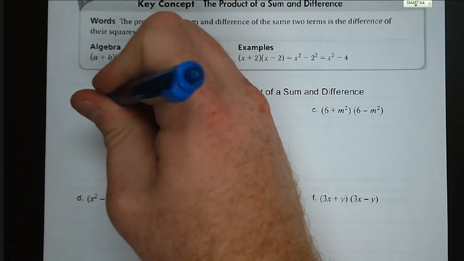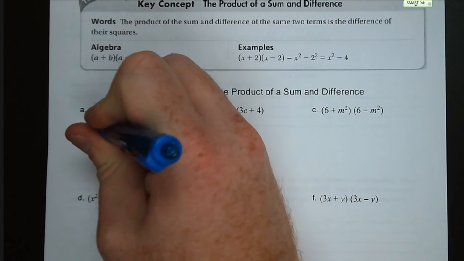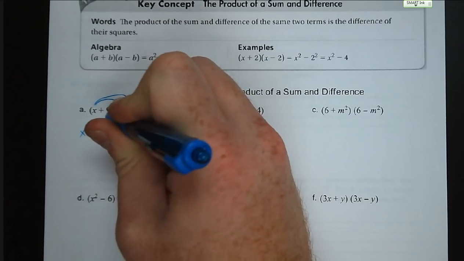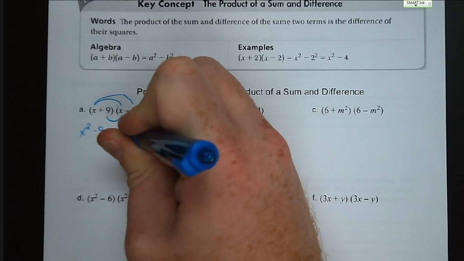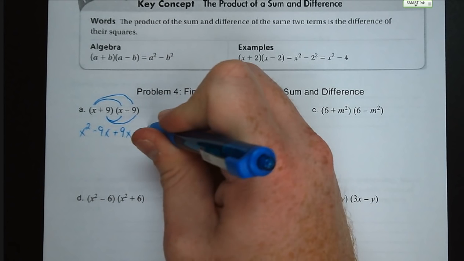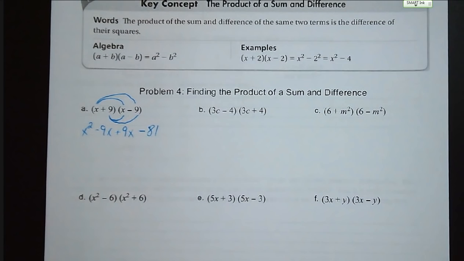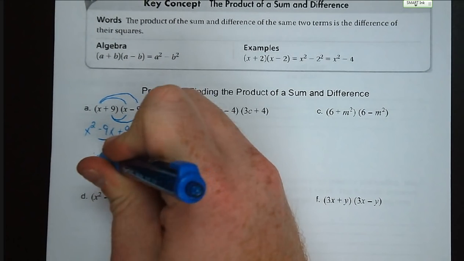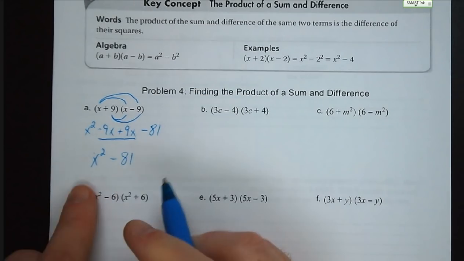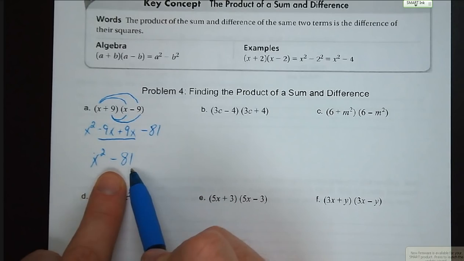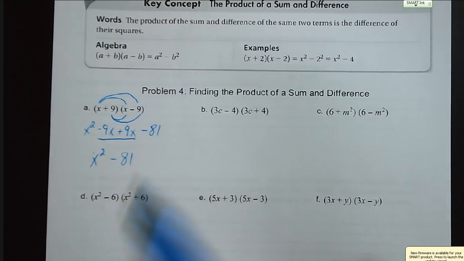So we have x times x is x squared. X times negative 9 is minus 9x. X times positive 9 is plus 9x. And 9 times negative 9 is minus 81. Combine like terms, we have x squared minus 81. The square of the first term minus the square of the second term. That's this property. Again, foiling it is pretty easy.